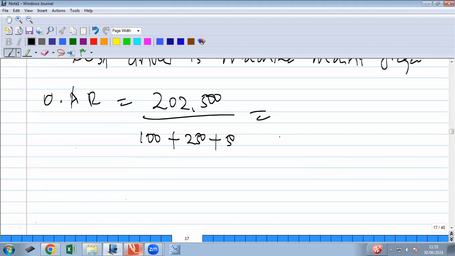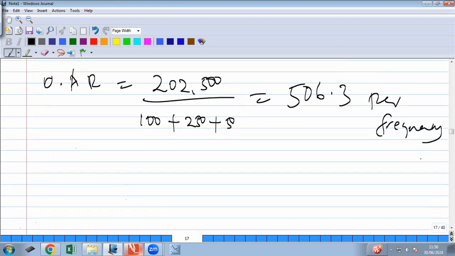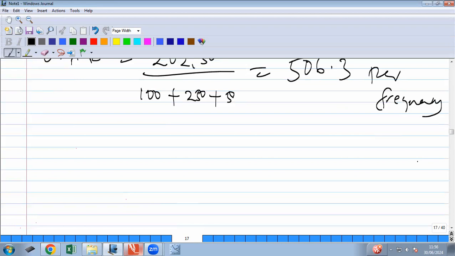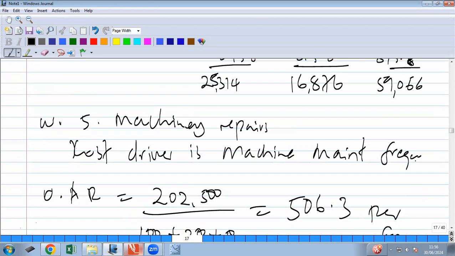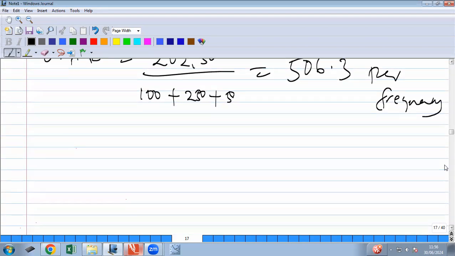But the reality is subjective, so it depends on the person handling it. The rate is 566.3. This is per frequency. Then we can allocate. I'm going to put cassava starch here, and I don't need to write it all the time. I just know that I'm in this column, so it's just to keep in your mind.